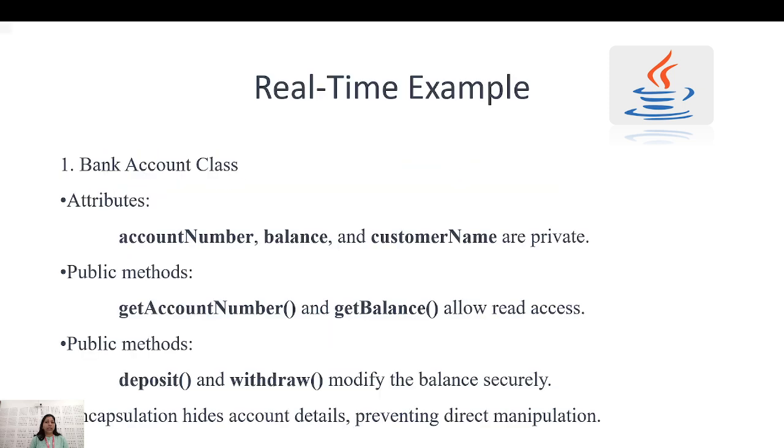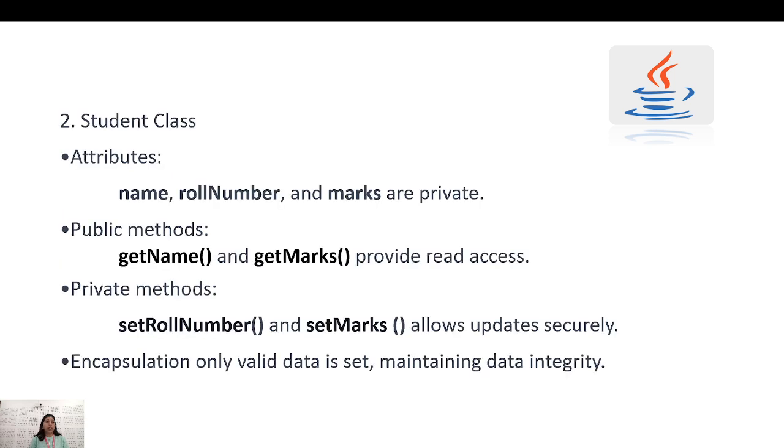Now we will see some real life examples. Suppose we have a bank account class where the attributes account number, balance, and customer name are private. Now we have the private methods and the public methods. Get account number and get balance have read access, and deposit and withdraw modify the balance. Now the second example, the student class, where the private attributes are name, roll number, and marks.